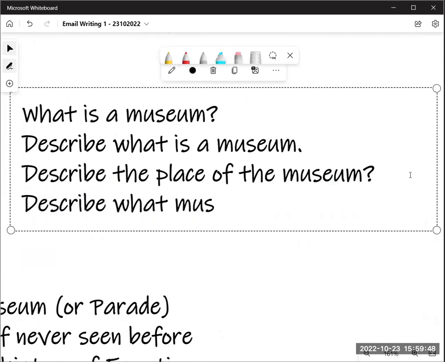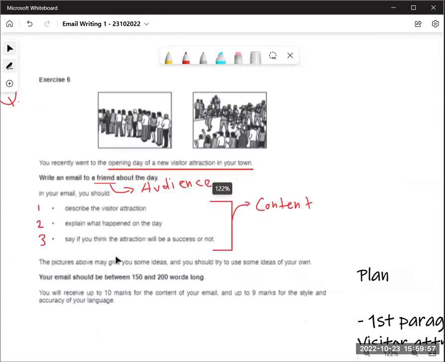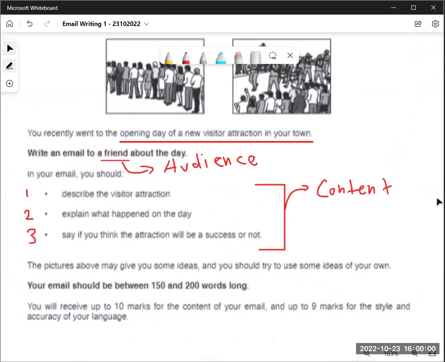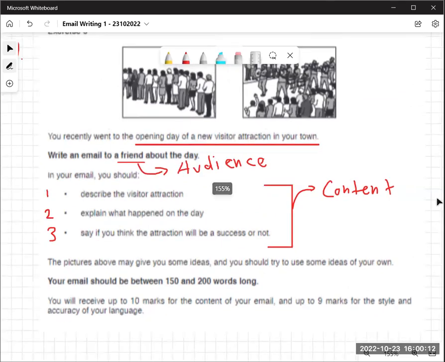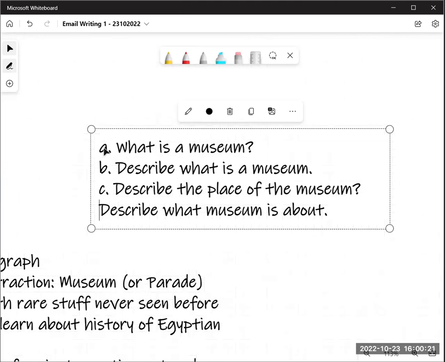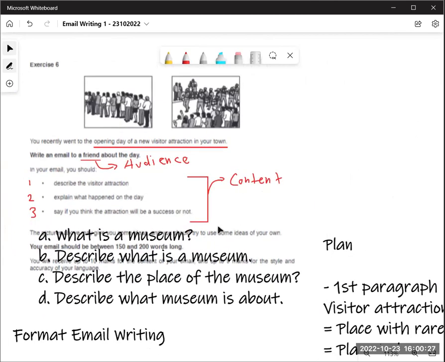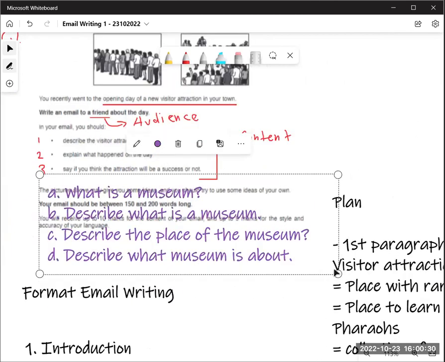Sir, can you show us the question? I'll show you the question. Look at the question. Sir, what should we write about? I'll tell you, you just have to choose between A, B, C, or D. What do you think the first bullet point is asking us? A, B, C, or D. I need an answer from all of you.